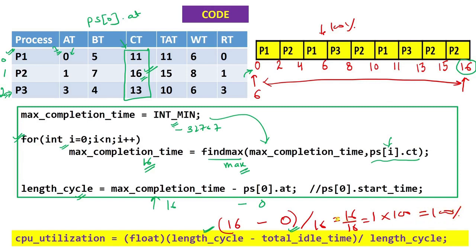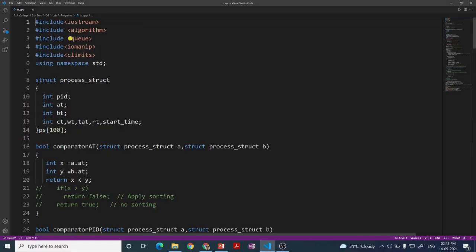Right? So the last thing is how we can compute the throughput. The throughput is the total number of processes completed per unit time. The formula is the total number of processes, which in this example is 3, divided by the total time period. The total time period, or the length of the cycle, is 16 minus 0, that is 16. So this will come to some 0 point something, and that will be the throughput. So here is our C++ program for the round robin.